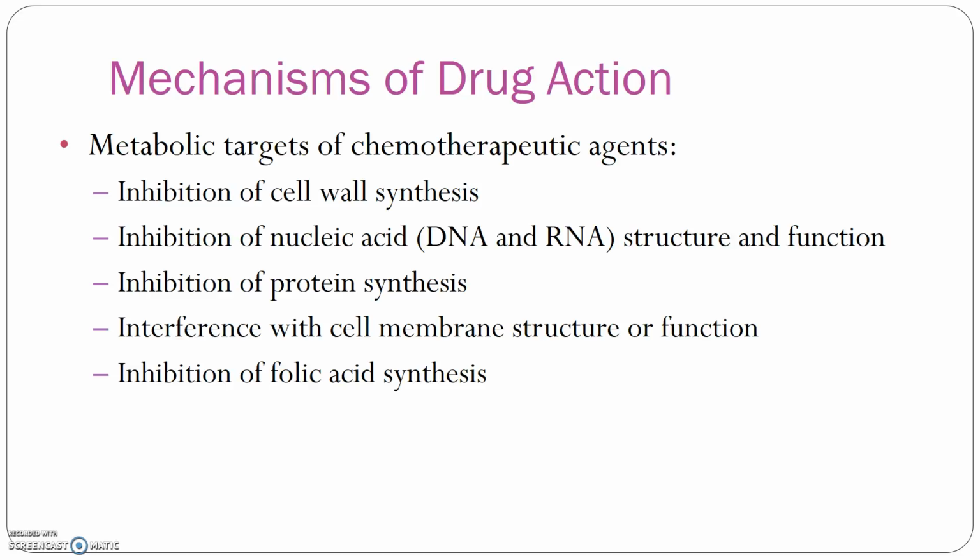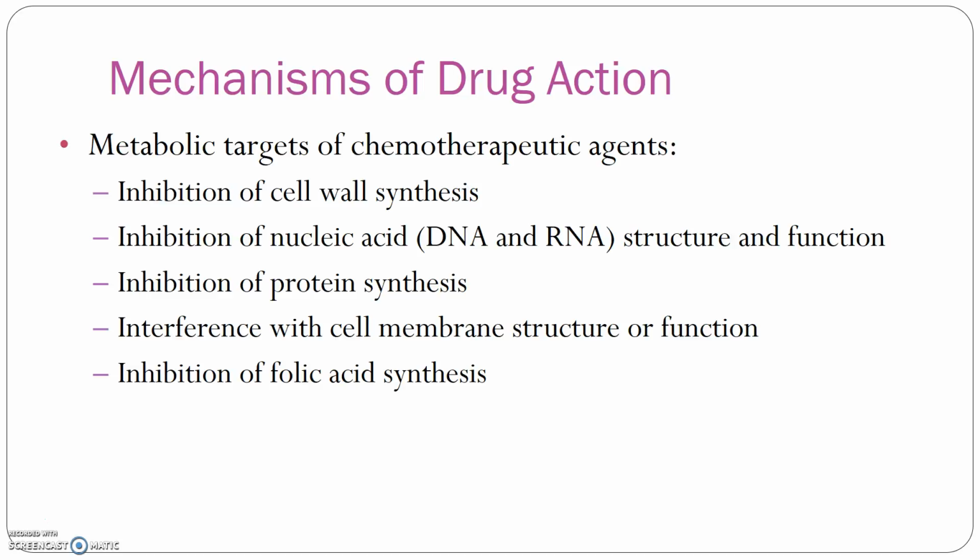Another one is inhibition of the nucleic acids, such as the DNA or RNA, in both their structure and function. Function, again, being things like replication and transcription. Then inhibition of protein synthesis. One thing we learned that was different in regards to eukaryotes versus prokaryotes was the size of the different ribosomal RNA subunits. So that whole idea will come back into play when we talk about how these drugs can inhibit protein synthesis.